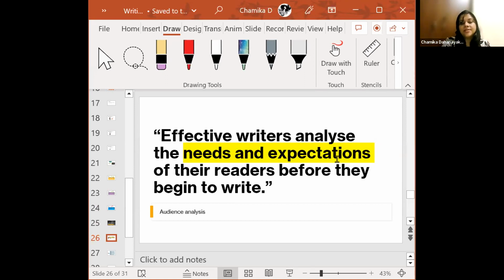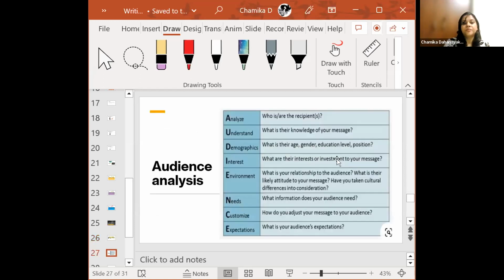Right? Second step එක තමයි audience analysis. Effective writers analyze the needs and expectations of their readers before they begin to write. Okay, so step number two, analyze the audience. So here is a little checklist, if you like, for audience analysis. You can take a screenshot of this slide and keep it with you.